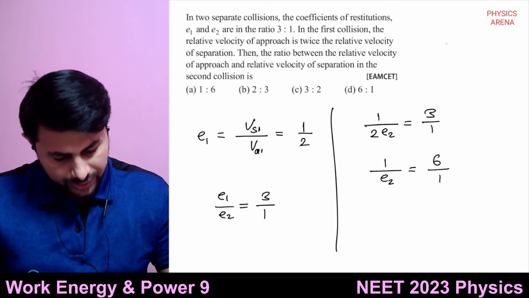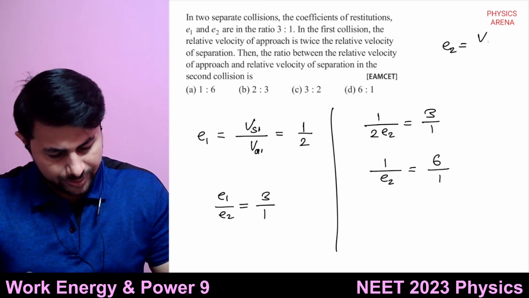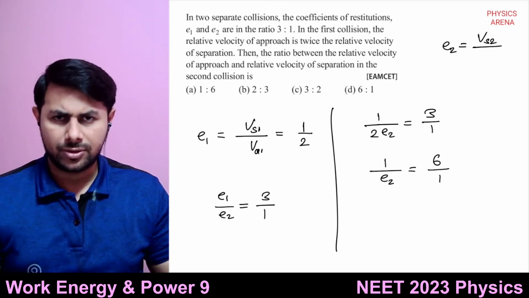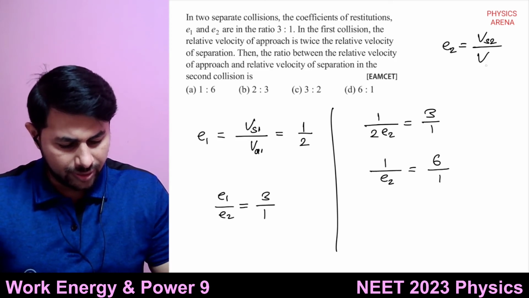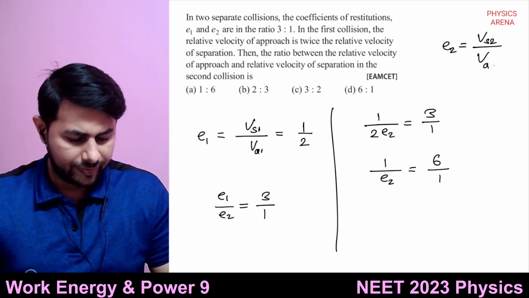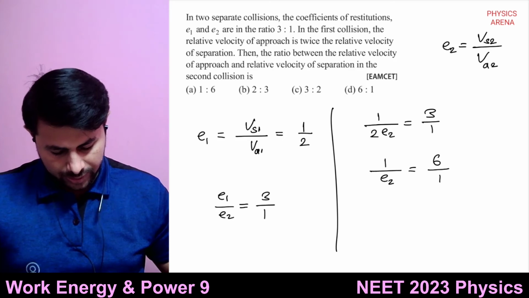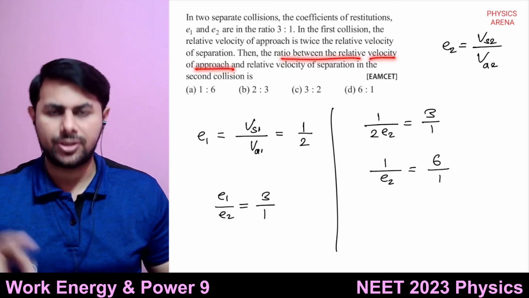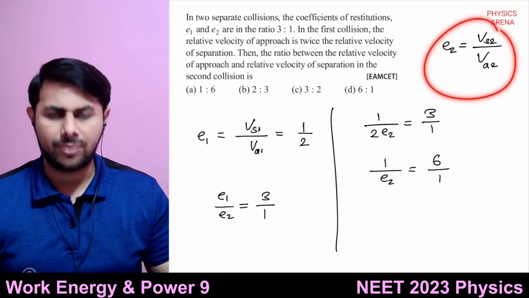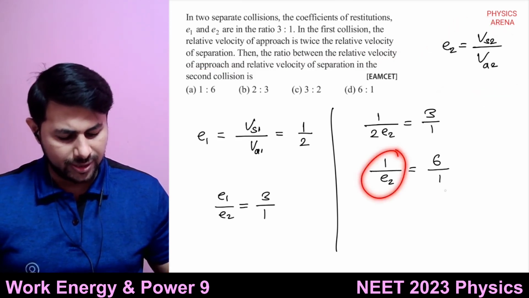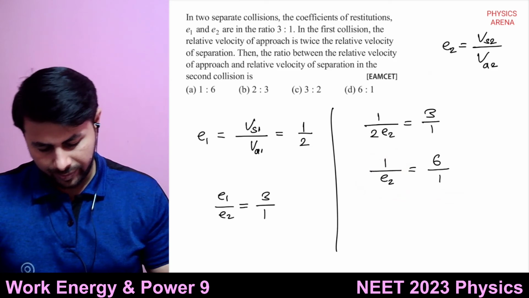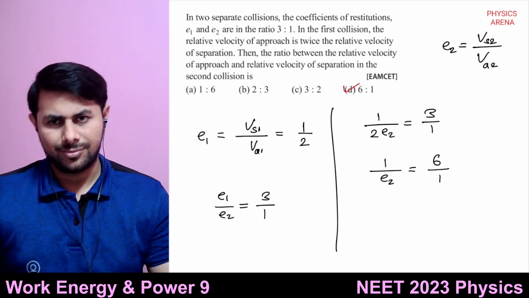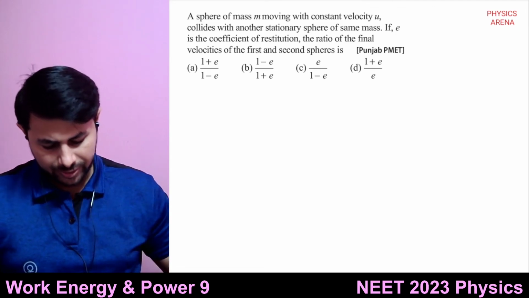So what is E2? It is the velocity of separation in the second event, Vs2, divided by the velocity of approach in the second event, Va2. And we want to find out the ratio of relative velocity of approach to separation, that is the reciprocal of this. So what is the reciprocal of this? It is 6:1. So option D is the answer, right? Let's see the next question.